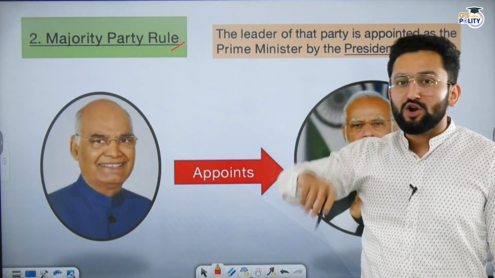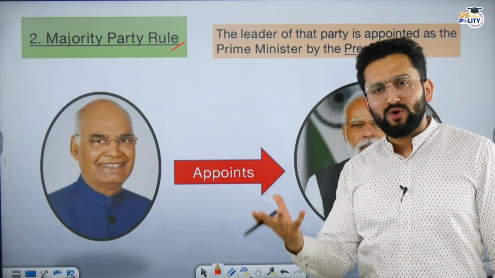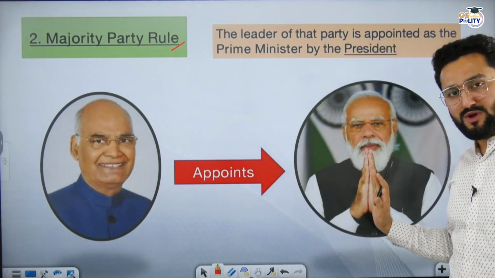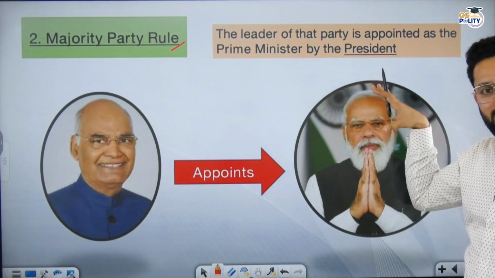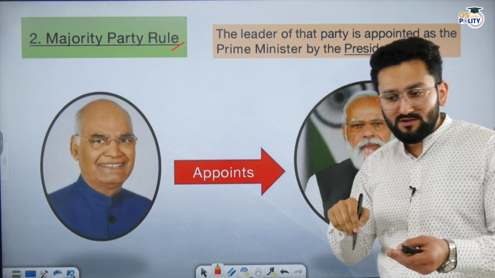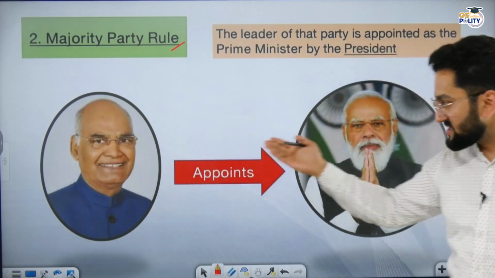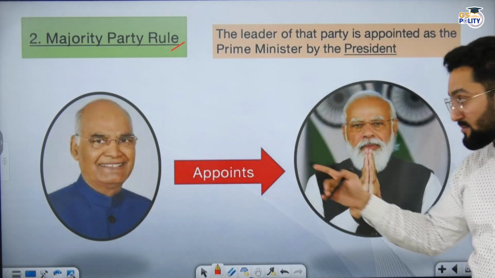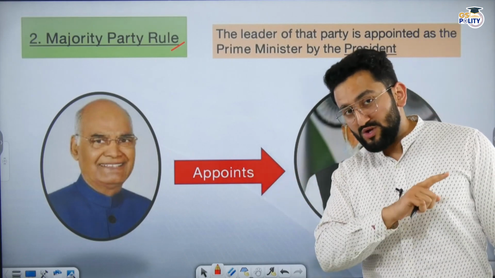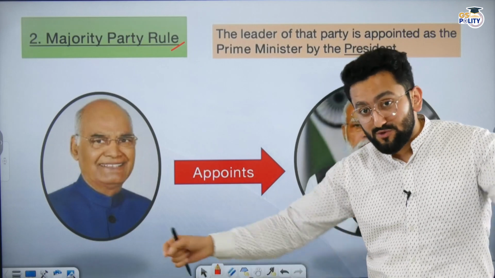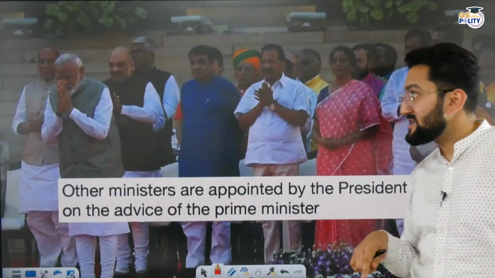Now second is majority party rule. As I told you, in Lok Sabha, since Modi ji and his BJP enjoy majority, the majority members of BJP wrote a letter, signed this letter and presented it before Mr. Kovind, and that's how Modi ji got appointed. I'm using the word appointed, I'm not using the word elected, because election is a different exercise. In election, people vote, right?